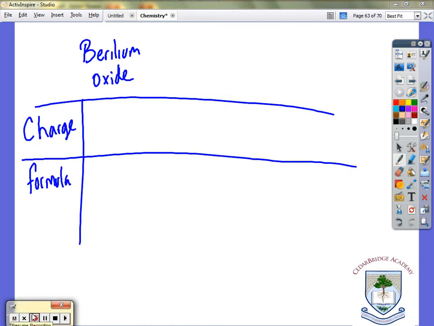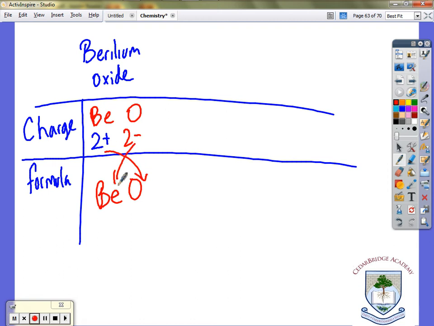So let's do beryllium oxide. I hope I spelled beryllium right. Beryllium is Be, oxide is O. So now if we were to look at our charges, you would see that beryllium has a charge of 2 plus, and oxygen has a charge of 2 minus. So we do it again, BeO, and we do our swap, and you'll see it's Be2O2, cancel down, BeO.